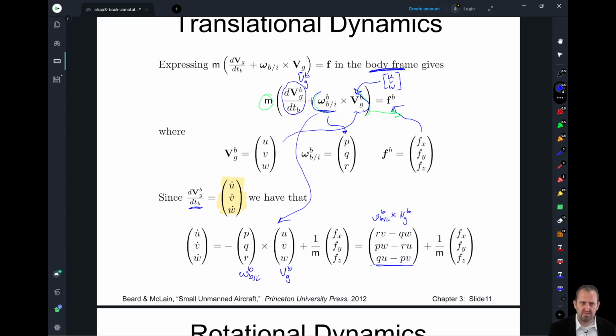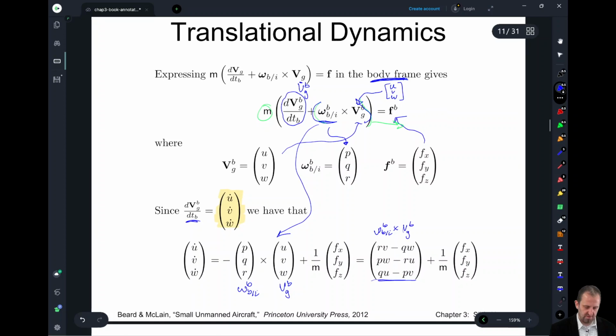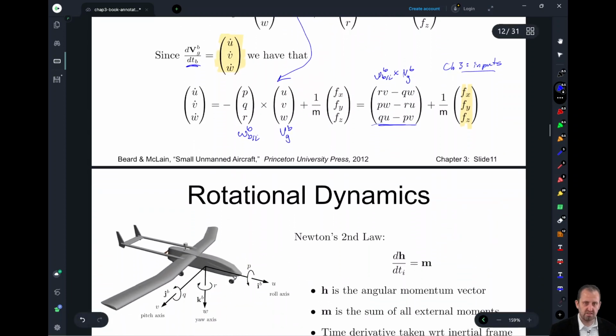So that's fantastic. Now we have our translational velocities in terms of states, and in this case, if you recall, this is what we're going to consider for chapter 3. These are inputs. In chapter 4, they'll be a function of our inputs. Okay. Excellent. So we've done our translational dynamics.